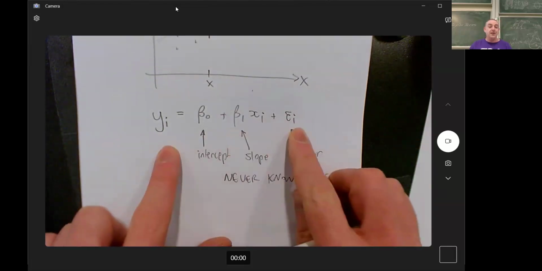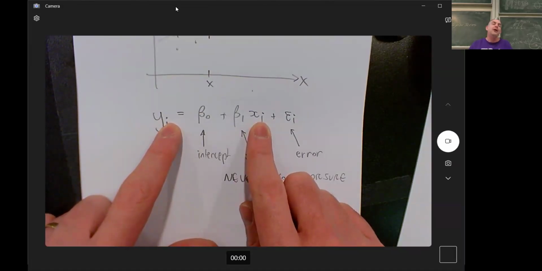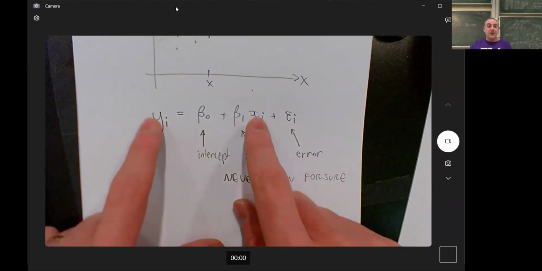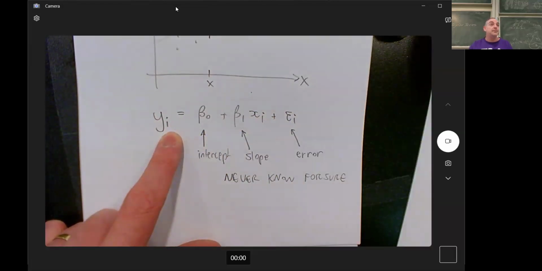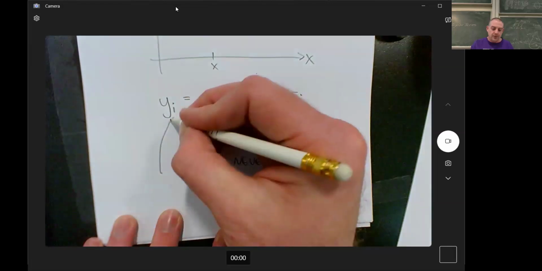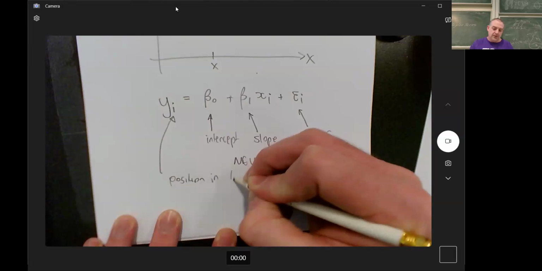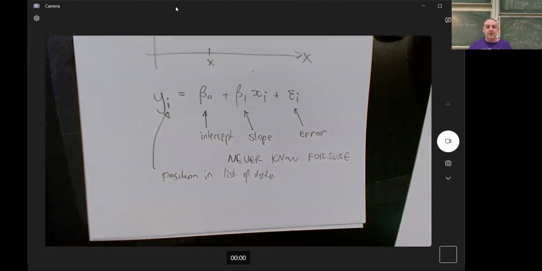We'll never know for sure any of these things. We definitely know the Y and the X, because we actually wrote them down from an actual person, or maybe they're not people, maybe an Instagram post or whatever they are. We actually wrote these down. We definitely know what these are. And the I is referring to where you are in the list of data. So this is the position in the list of data. That's what the I is referring to.